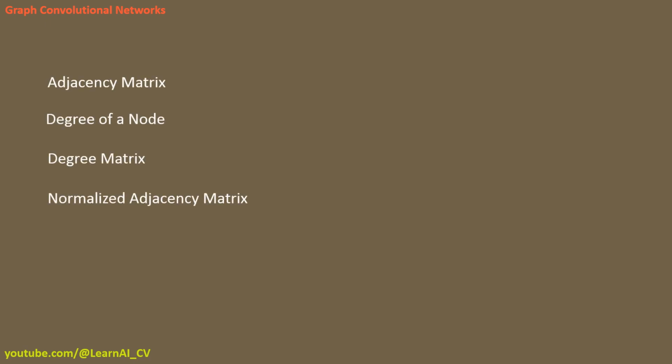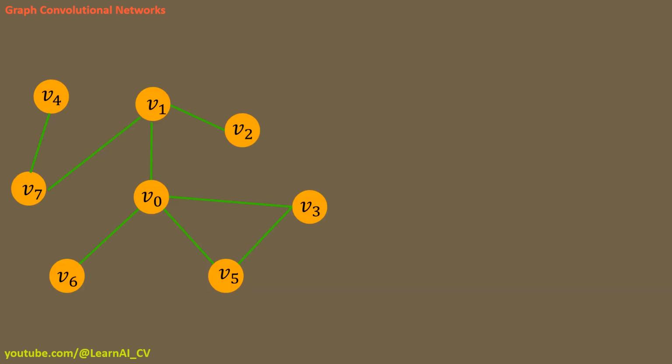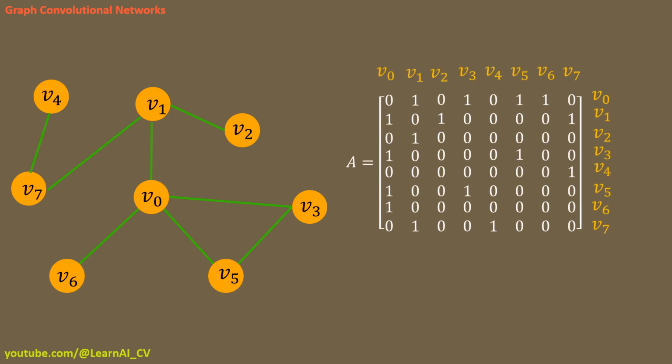In this video you will learn adjacency matrix, degree of a node, degree matrix, normalized adjacency matrix, and walk. In this figure, you see a graph with 8 nodes and its adjacency matrix. Consider node V0 in the figure. As you see, node V1, node V3, node V5, and node V6 are the neighbors of the node V0. So, the corresponding elements will be 1.